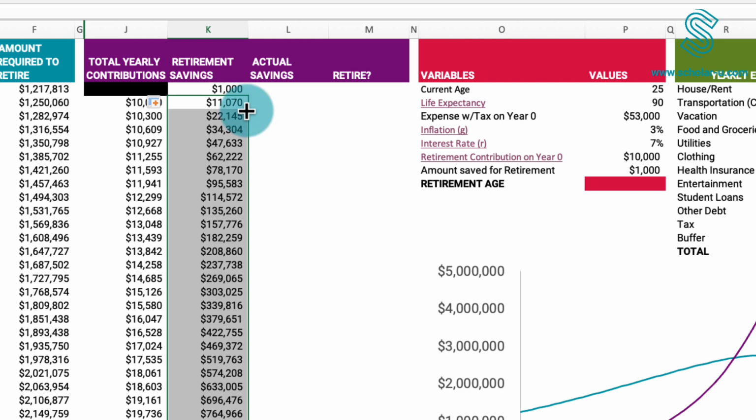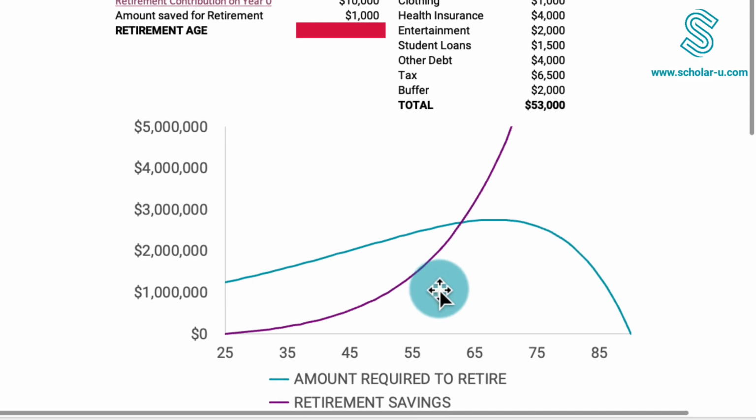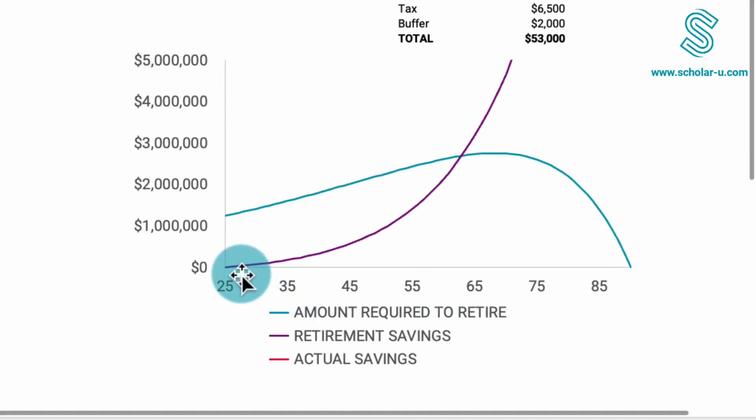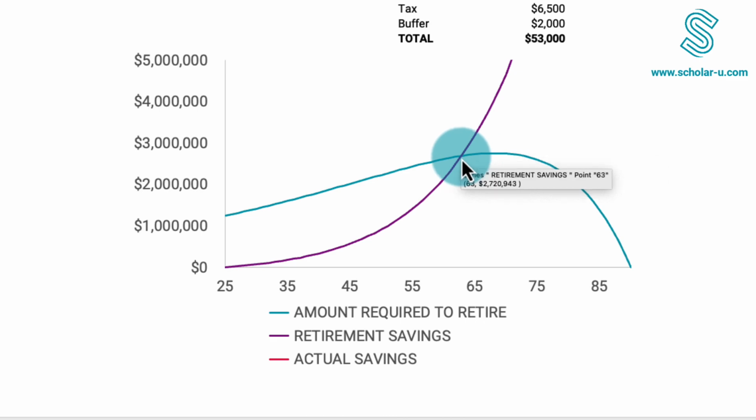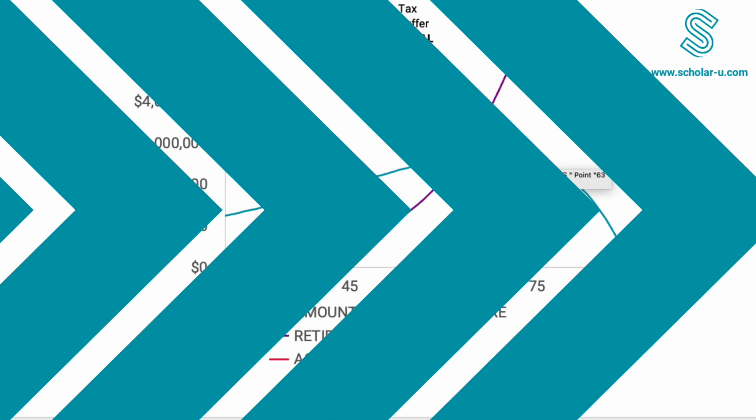In the graph, you'll observe a purple line representing our investment in retirement savings, which grows exponentially. Eventually, this purple line, denoting our savings, will surpass the blue line representing the amount needed for retirement. The point of intersection marks the age at which we can comfortably retire.